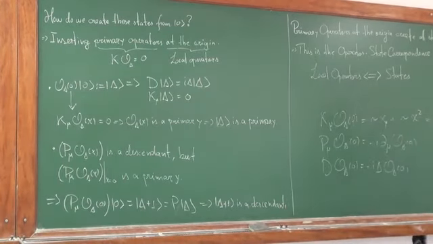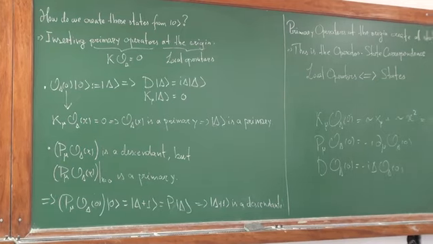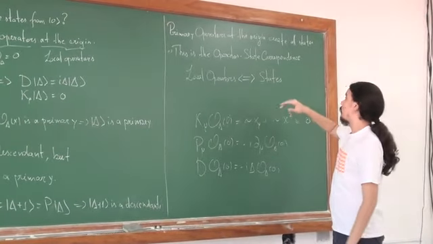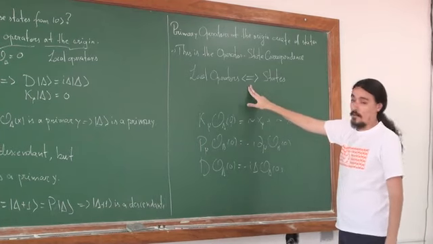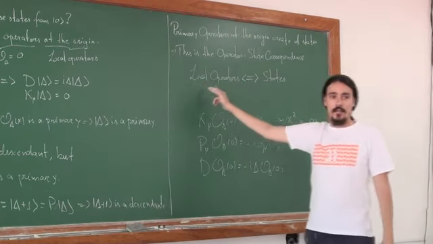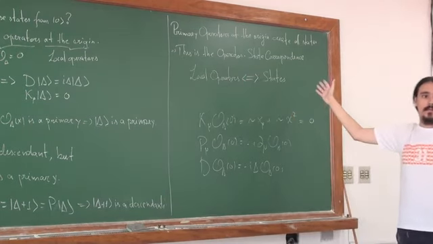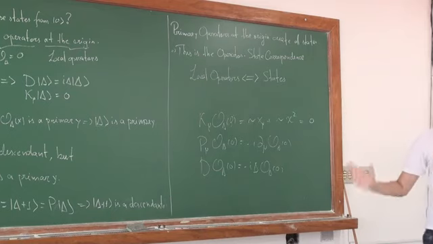So, the set of all local operators, primary operators, located at the origin, will create all states. So we have this isomorphism between local operators at the origin and your Hilbert space. Okay, this was the operator state correspondence.